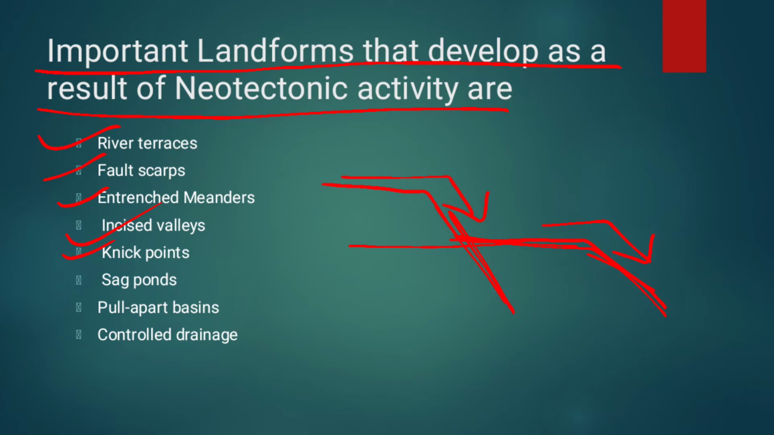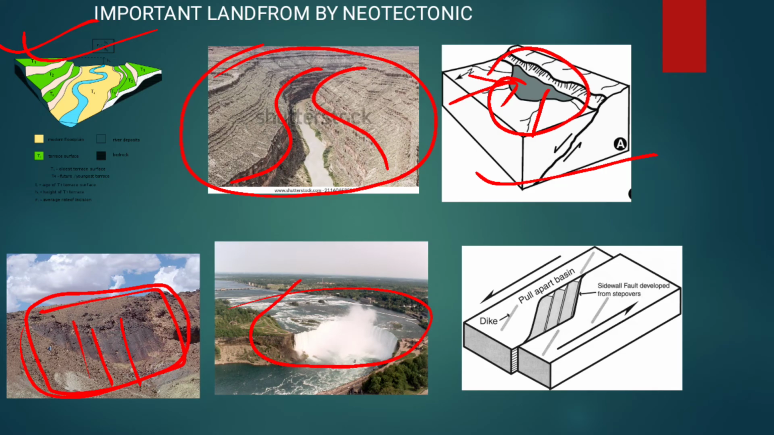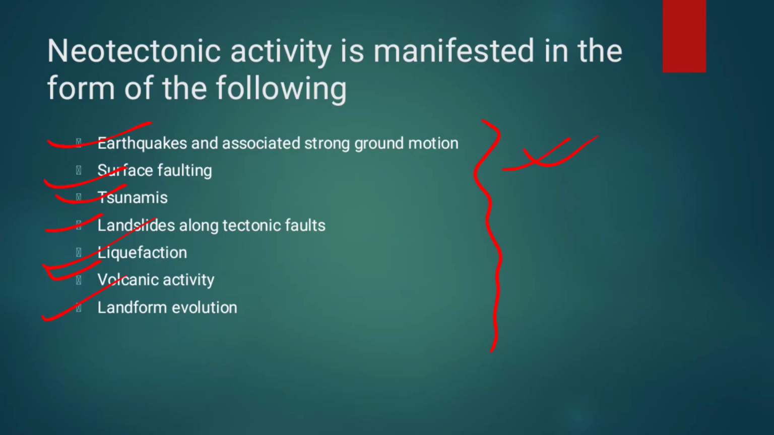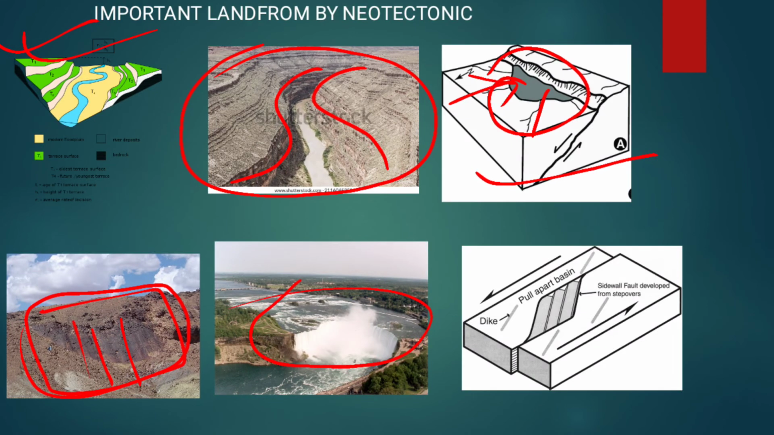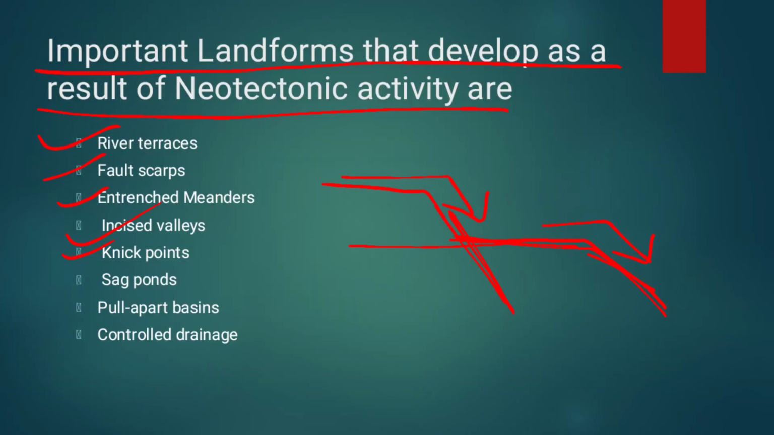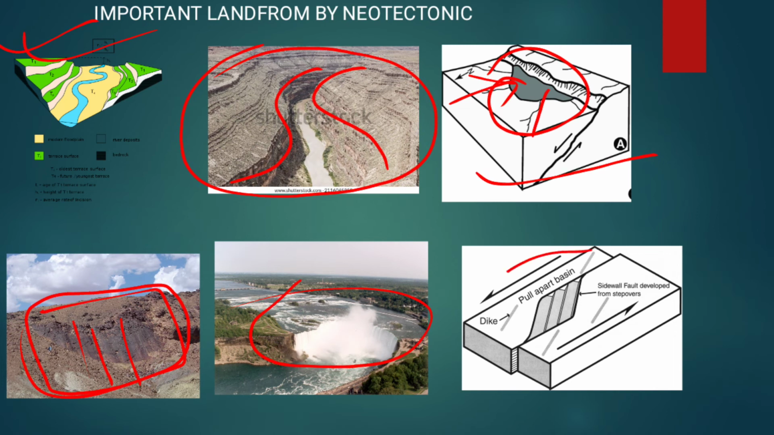Okay, nick point. Then you have the sag ponds. This sag pond is not given, but I think this is the sag pond. Okay, sag pond. This is a pull apart basin. The basin is pulling apart. This basin is created because of the strike slip faulting.